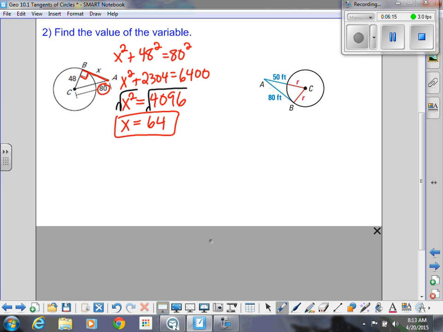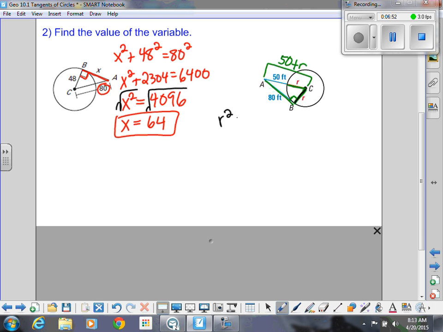Now over here, my variable is r, and it shows up both here and here. So remember that if this is supposed to be 90 degrees, then this side is one side of my right triangle, 80 is another side, but this side over here is not just 50 and it's not just r. The whole thing is 50 plus r. So that's a little different than what we're used to. So if I'm making my Pythagorean theorem, r is going to be just one plain old side.